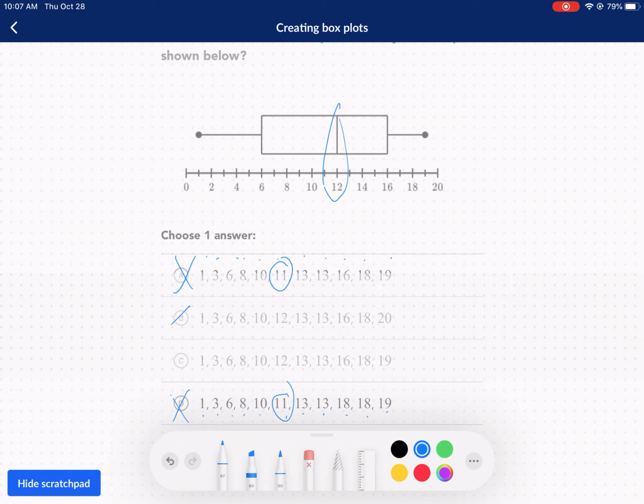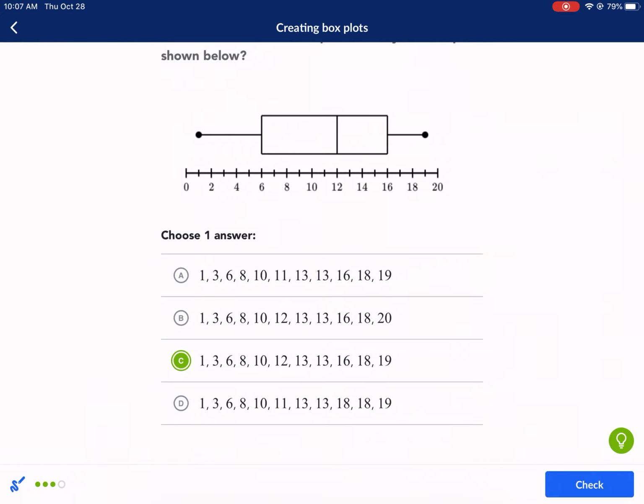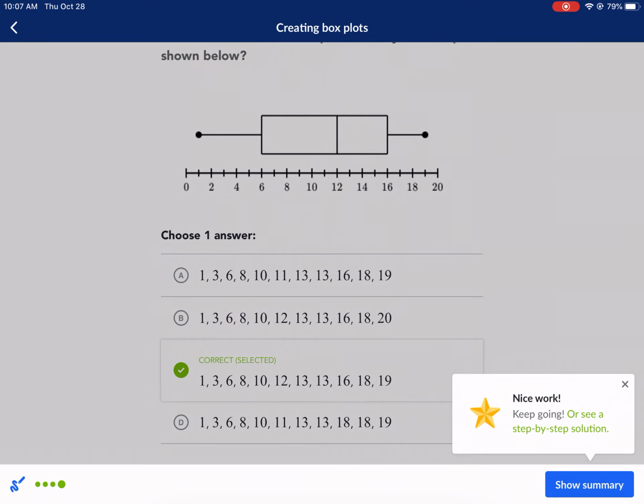So I think we're already down to option C, because this is the only one that has a median of 12, okay, and a minimum maximum of 19. The rest do not have a median of 12, so option C it is. We don't have to do the quartile at all, and we're done, okay?